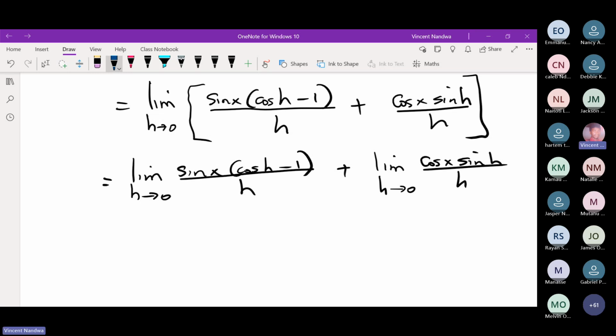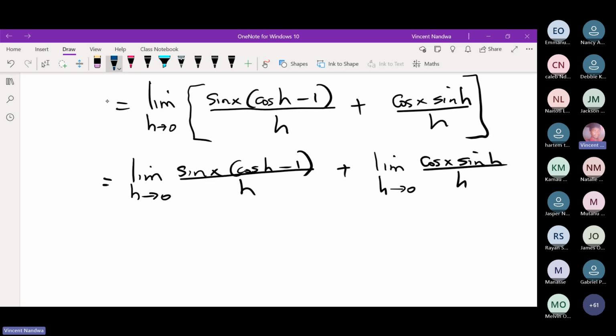Limit depends on which variable? This limit we are defining depends on which variable? H. So the limits we are computing depend on the variable h, which means anything that doesn't have an h is a constant, okay?